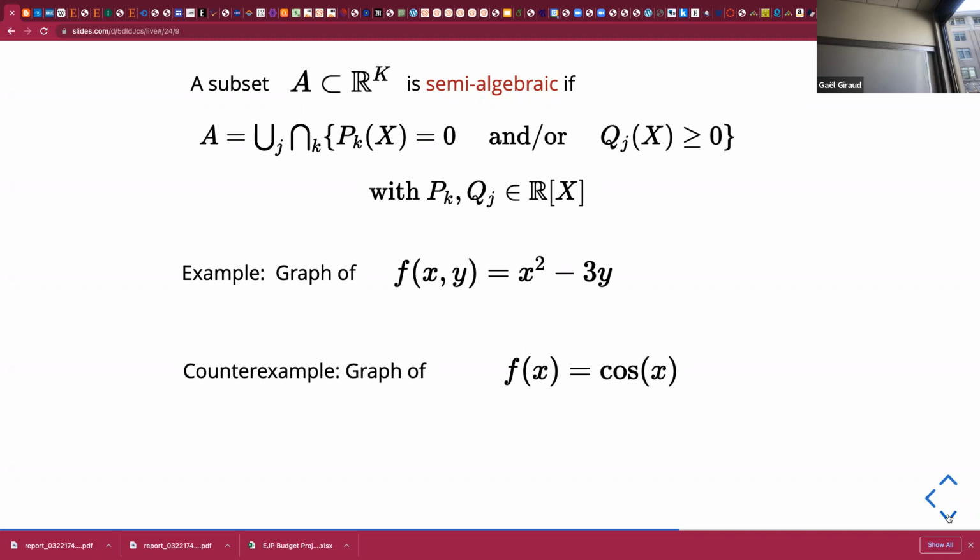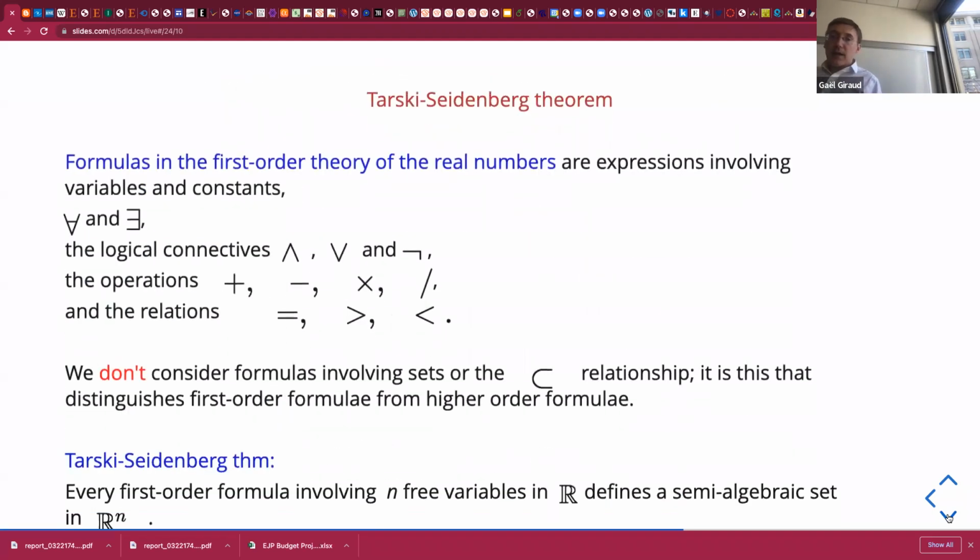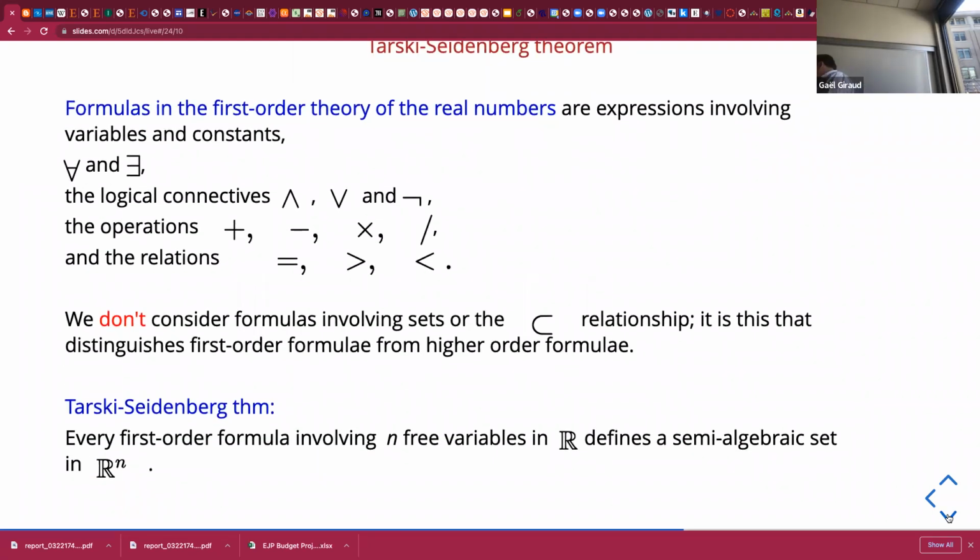The graph of this function is obviously semi-algebraic, but the graph of this function is not. The graph of cosine is not, because cosine cannot be expressed as a polynomial. And logarithm neither, exponential neither, etc. So semi-algebraic sets are very simple sets that can be reduced to intersection and union of polynomial equalities and inequalities.